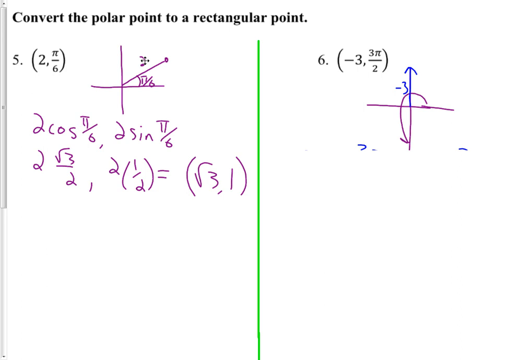Sine is opposite over hypotenuse. And so in this case, we get 1 here, and we get square root 3 over 2 times 2, which would give us square root of 3 here, right? 30, 60, 90 triangle sides.